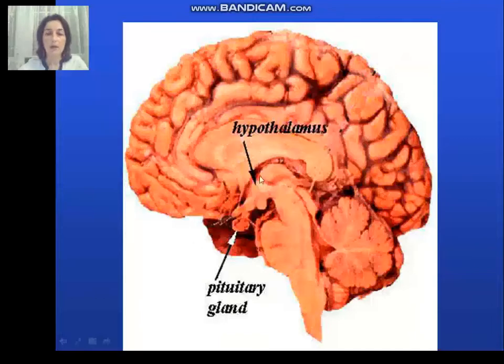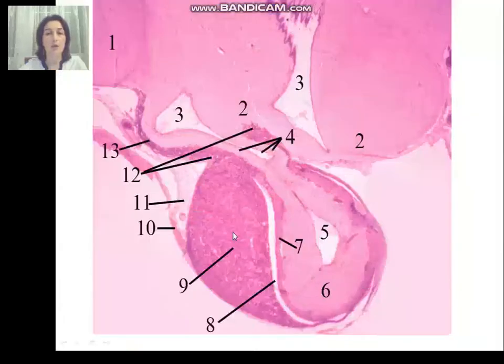Here we are looking at how the hypothalamus and pituitary gland are related to each other in natural view. That is a histological section of the interrelations between the hypothalamus, the bottom of the third ventricle, the mammillary bodies, then the adenohypophysis and neurohypophysis. These are the dura mater, arachnoid and pia mater, the meninges of the brain which surround the hypophysis. We know that the hypophysis is located in the hypophyseal fossa of the sella turcica of the sphenoid bone.